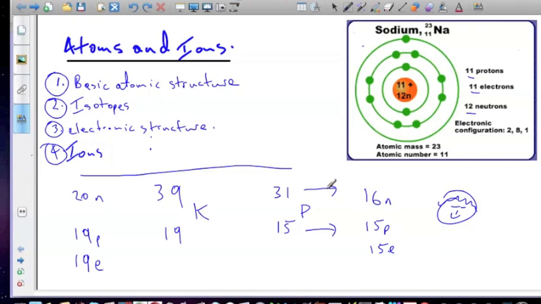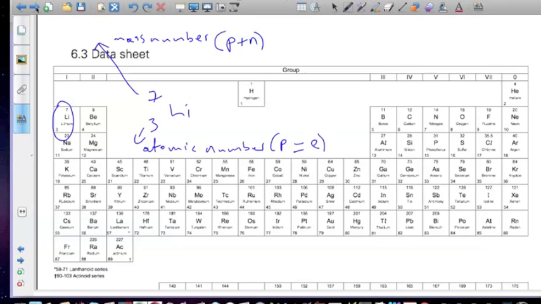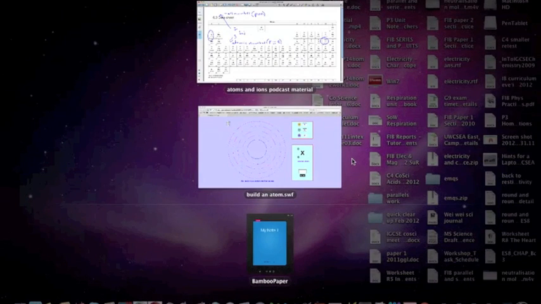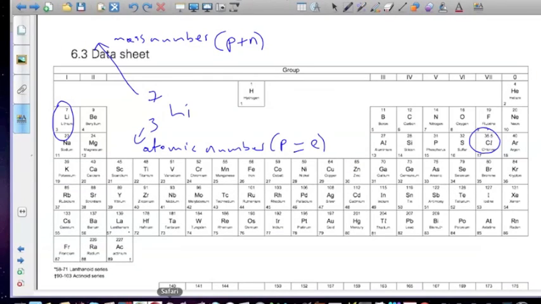Okay, so that's basic atomic structure. What about isotopes? Well, let's find a new page for isotopes. Now, if you look at chlorine on your periodic table, you will see that it is unusual. It has a mass number of 35.5. Now, that's actually a little bit of a simplification. Almost all of the atoms in the periodic table will have an uneven number of relative atomic mass.